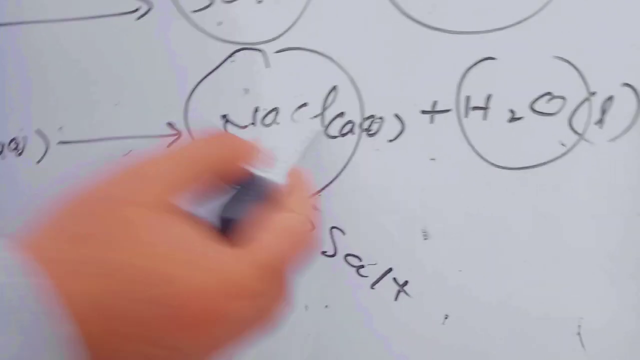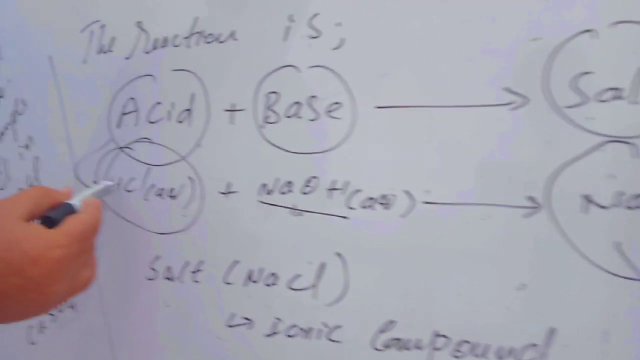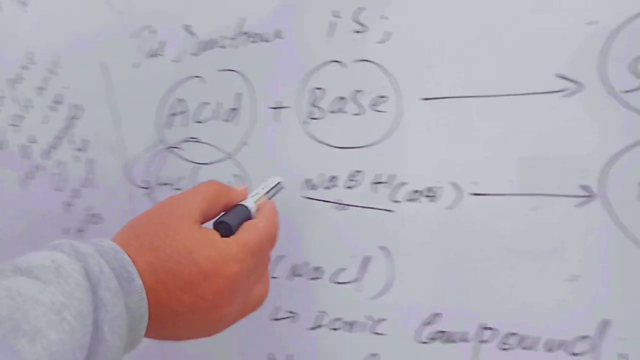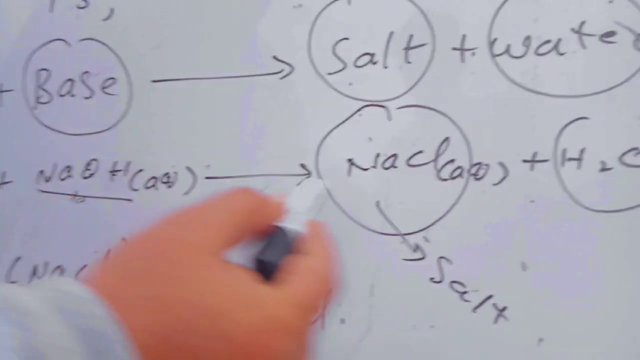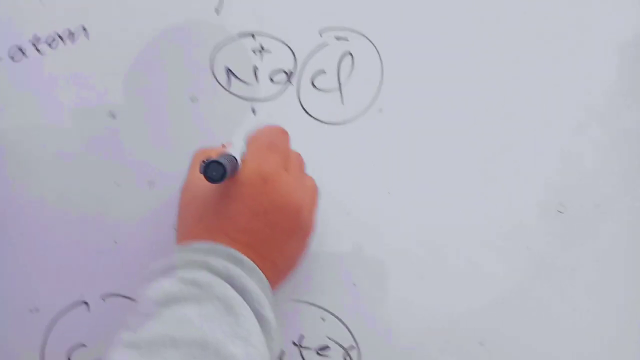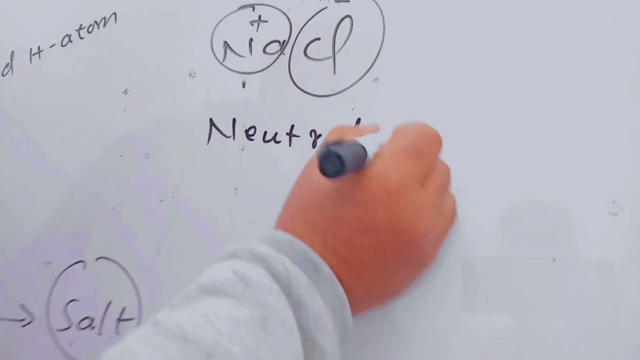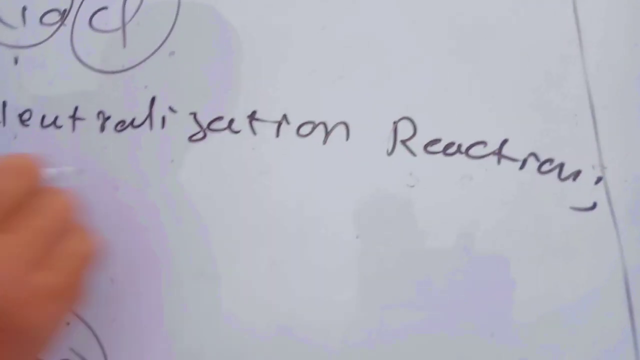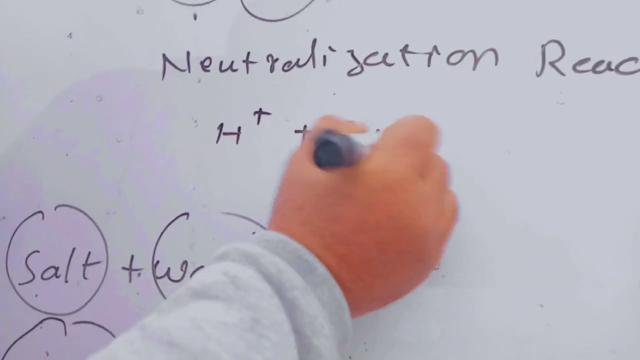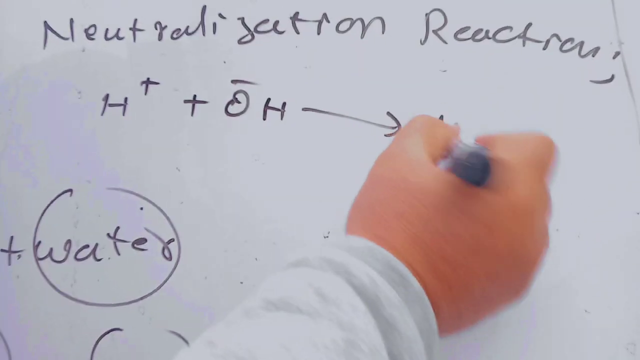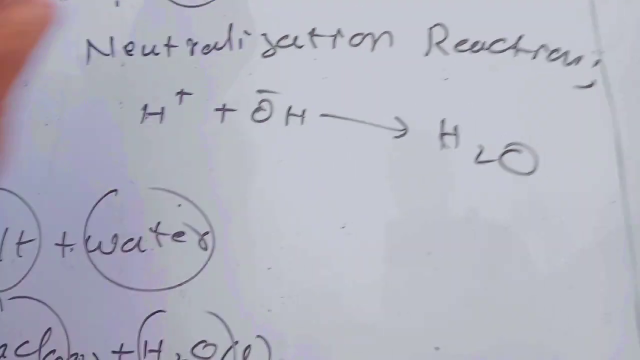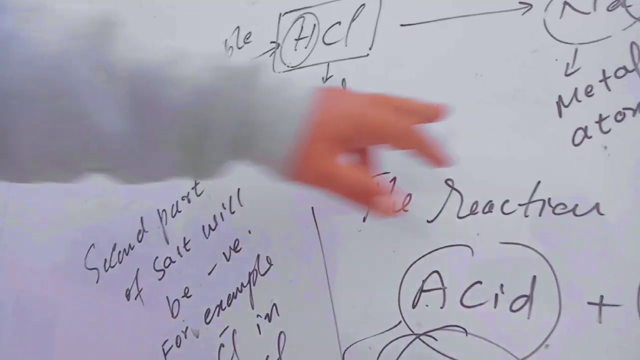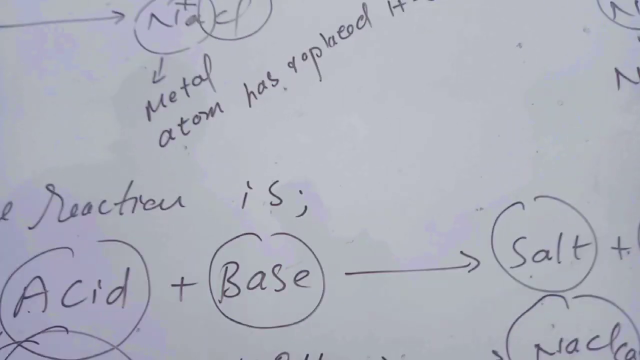It will form the sodium chloride, and this one hydrogen will neutralize this OH and will form the water. The neutralization reaction will be in this manner: H+ plus OH- forms H2O. So this one neutralizes this one to form H2O. This is neutral, that's why water is neutral. So this hydrogen is replaceable, the hydrogen atom in acid, and the metal atom has replaced the hydrogen atom.